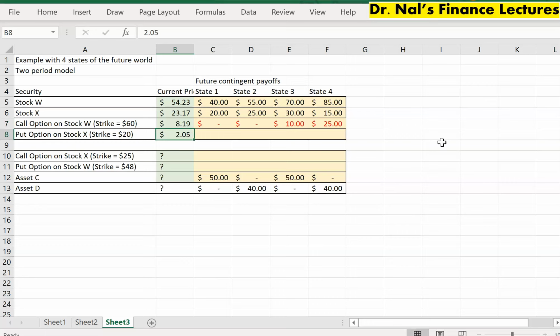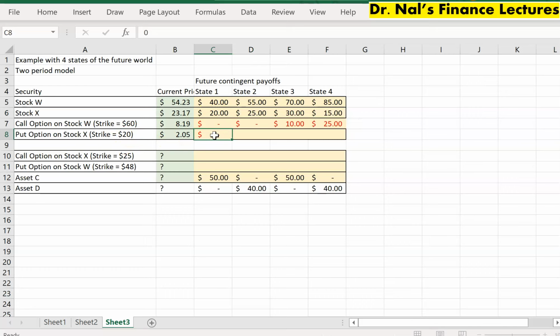All right. So the put option gives you the right to sell the security at $20. If the future state of the world is, sorry, this is stock X, these are the numbers that I should focus on. If the future state of the world is state 1, then your option will go worthless, basically.